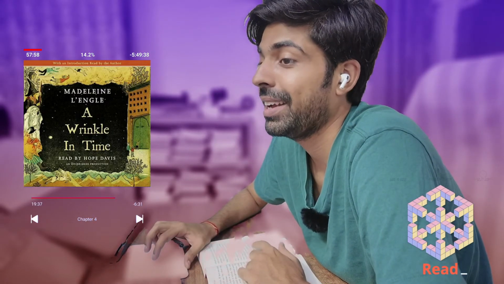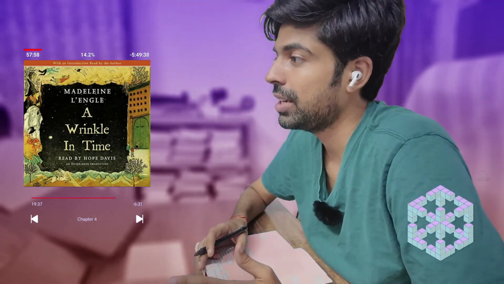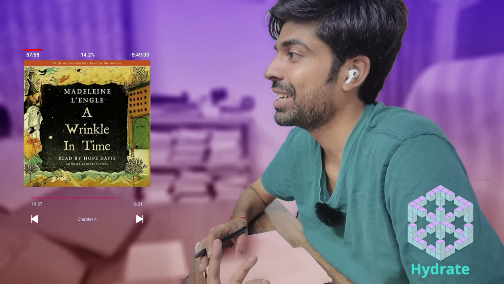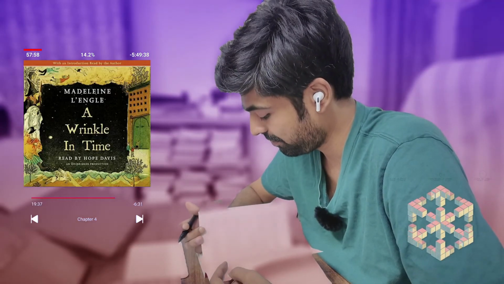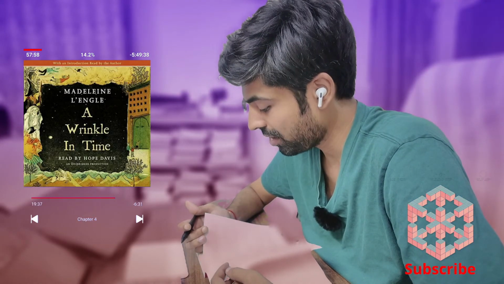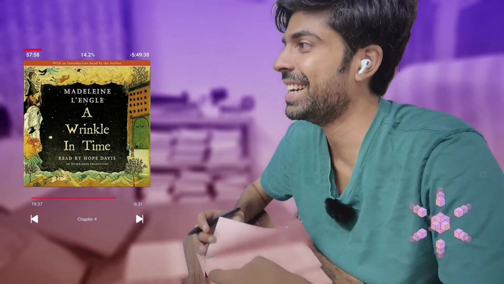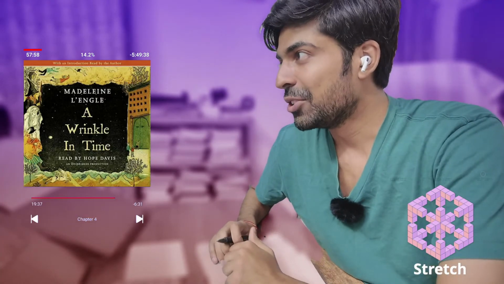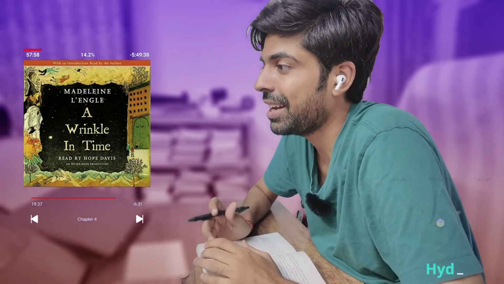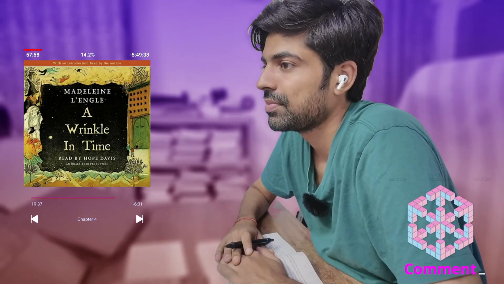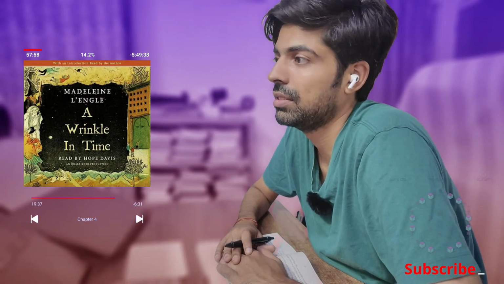What is happening? I am not able to understand anything. This new boy has come and he's talking something with Charles, and what is even happening in this chapter? I'm so confused. They left such a cliffhanger in the previous chapter, and now they have just ignored that, and the story has gone in an entirely different direction.